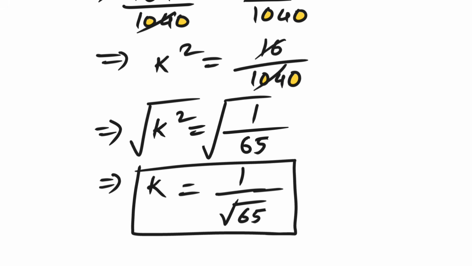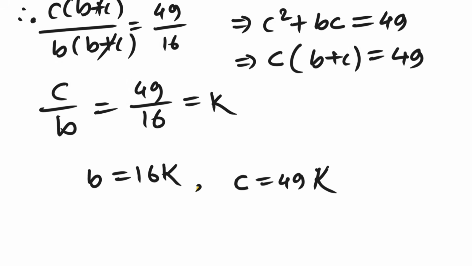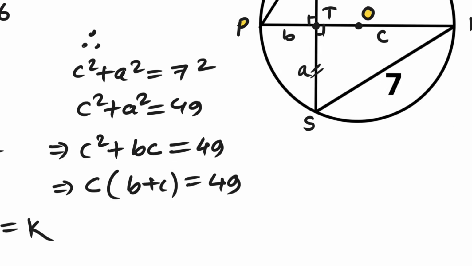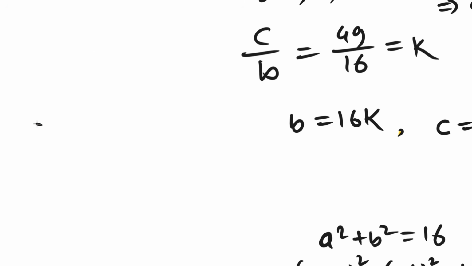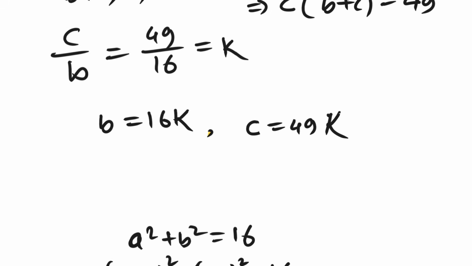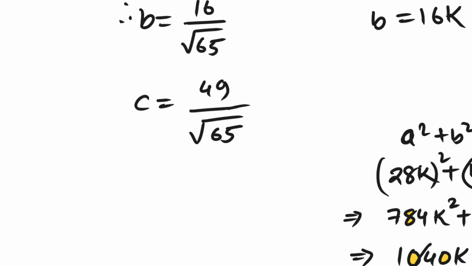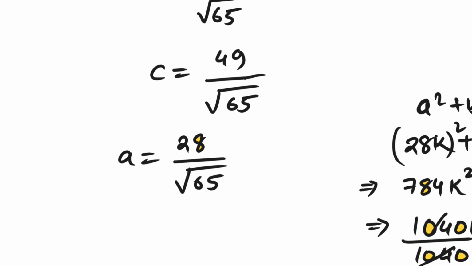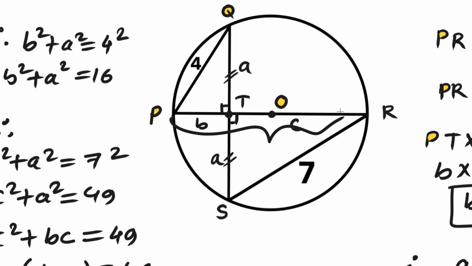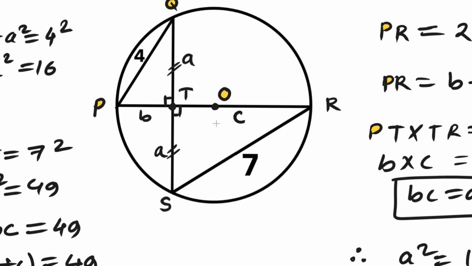Now we can determine all three segments if we want them. Since b equals 16k, b equals 16 divided by the square root of 65. Since c equals 49k, c equals 49 divided by the square root of 65. And since a equals 28k, a equals 28 divided by the square root of 65. But our main target is the diameter, so let's move directly to that.